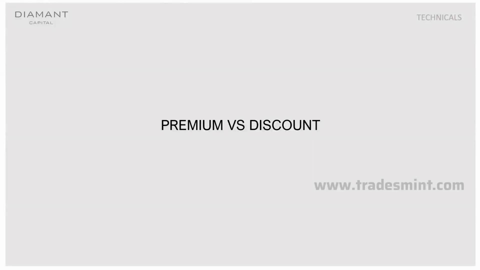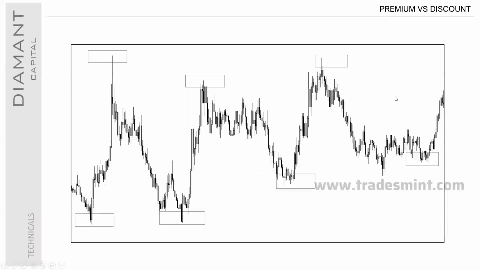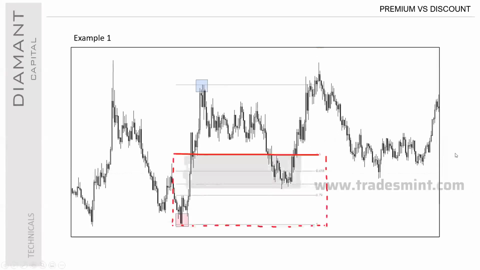So what we're going to be looking at in this lesson is premium versus discount areas. So what do I mean by premium and discount? Like I said from the last lesson in market structure, mark out your highs and your lows. Once you get these areas identified, there's this thing called premium areas and discount areas. So what do I mean by a premium area or a discount area, for example?